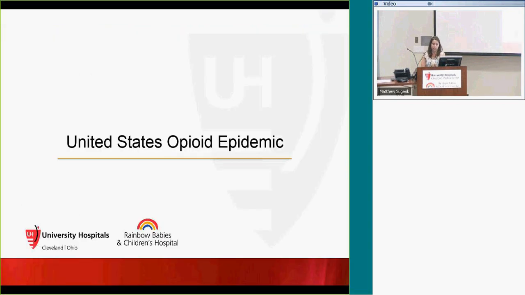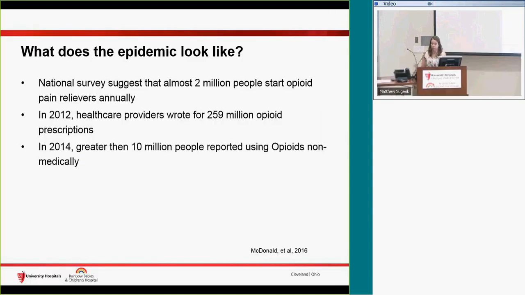So, the opioid epidemic. There are these statistics: people start opioid pain relievers annually. Healthcare providers wrote 259 million opioid prescriptions in 2012. I've read a statement that, I believe in 2015, there were enough opioids prescribed and written that each adult American could have a bottle of opioid prescriptions, which is pretty impressive.